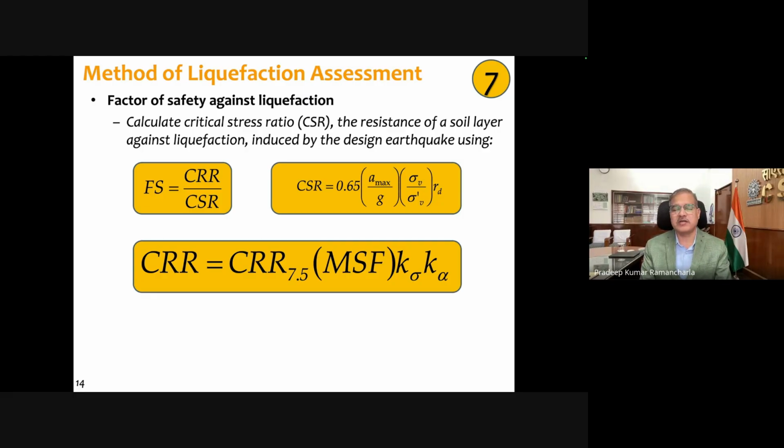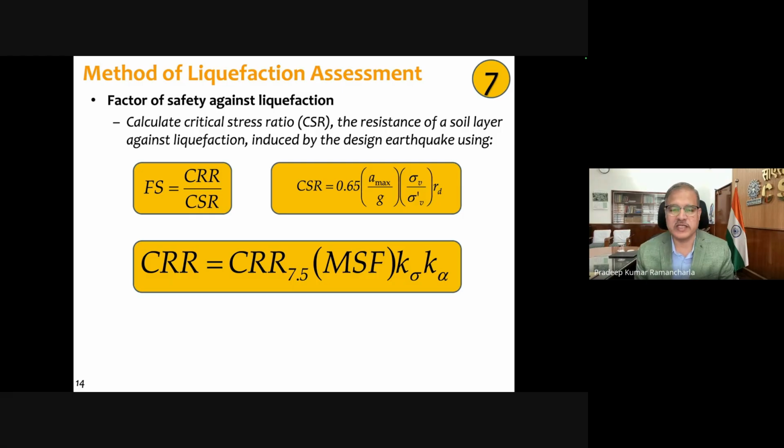It is a simple formula. The factor of safety against liquefaction is the ratio of the critical, that is, the cyclic resistance ratio, by the cyclic stress ratio or critical stress ratio. So the equations are given here. They are almost the same with minor tweaking in the formula. The CSR formula is mainly based on the acceleration value in the zone under consideration.